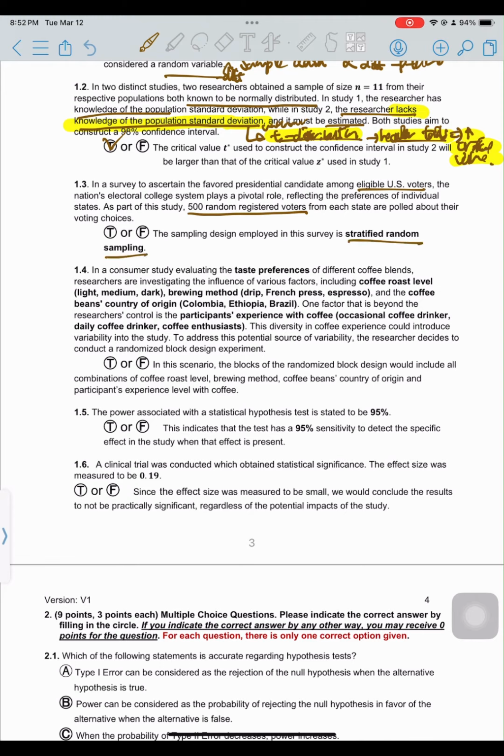Okay, this question asks basically whether you remember the definition of stratified random sampling. By Google, stratified random sampling is dividing a sample from a large population into smaller groups. So we have a large population called eligible U.S. voters, and then we're dividing into 500 random registered voters from each state. So this is indeed stratified random sampling. So the answer is true.